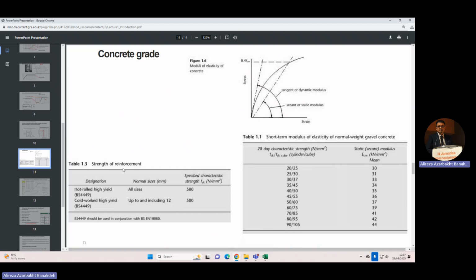And this one is for steel. For steel, the strength for normal steel is 500. We just had it in a few slides. 500 megapascal for the tension. It's mostly 500 based on BS.